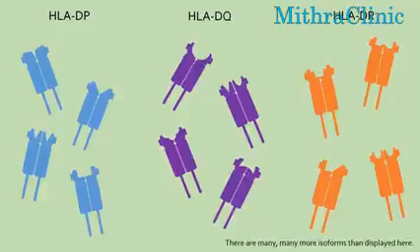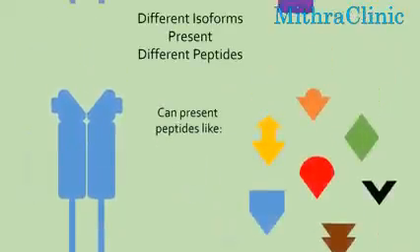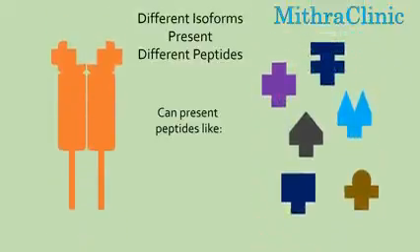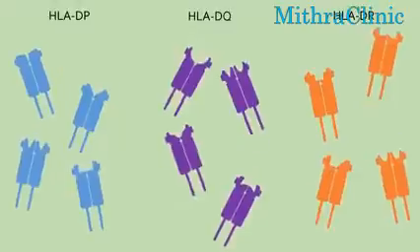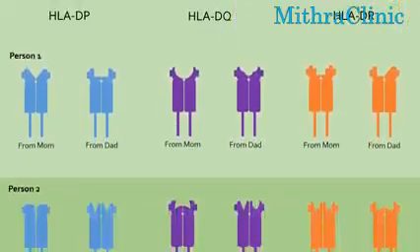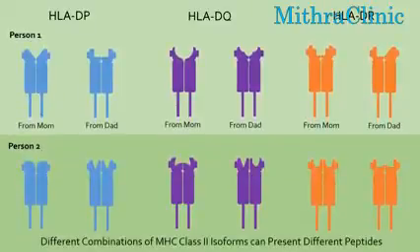This can be explained by the variations in MHC class II molecules. There are three main types of MHC class II molecules: HLA-DP, DQ, and DR. These three types also have many different isoforms, each of which have a different binding pocket, allowing it to bind to different peptides. Each person has two isoforms of each type, inherited from each parent, making each person's combination of MHC class II molecules, as well as the range of peptides their dendritic cells can present, slightly different from another person.